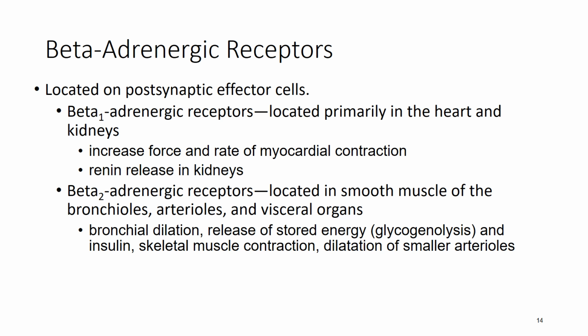Beta 2 adrenergic receptors are located in the smooth muscle of the bronchioles, the arterioles, and the visceral organs, and they're responsible for bronchial dilation, release of stored energy, which is also called glycogenolysis, and release of insulin, skeletal muscle contraction, and dilation of smaller arterioles.